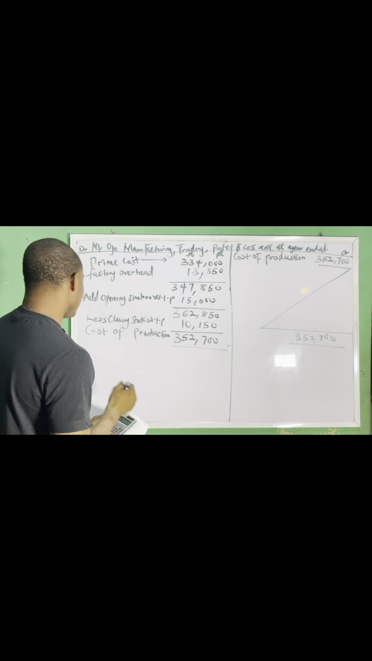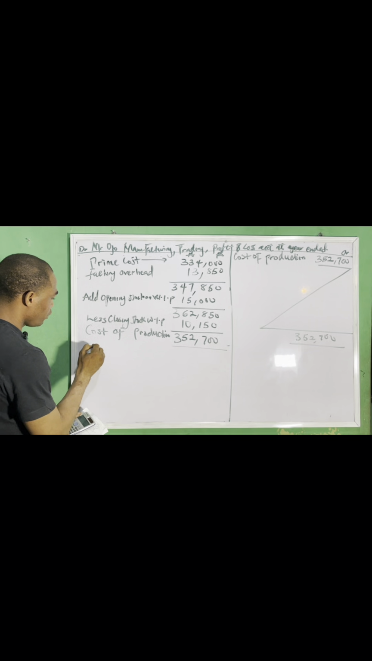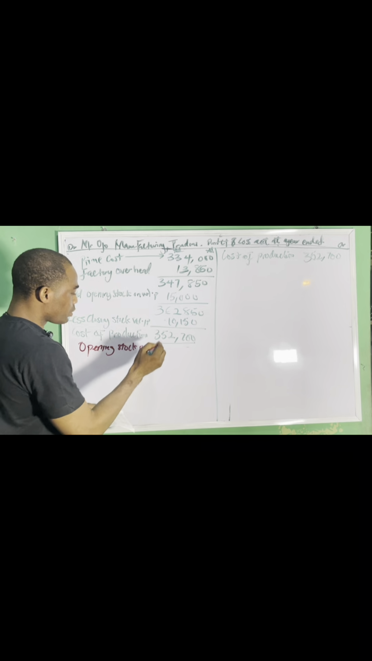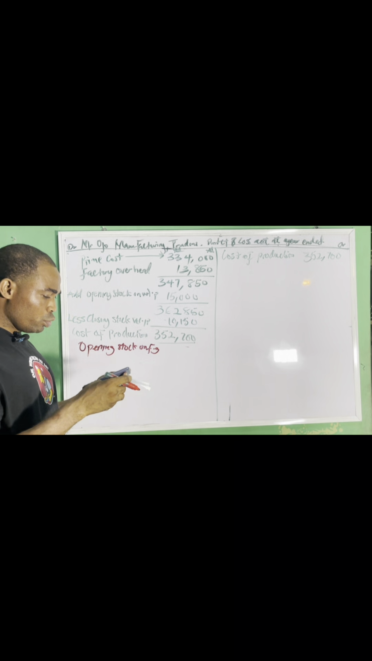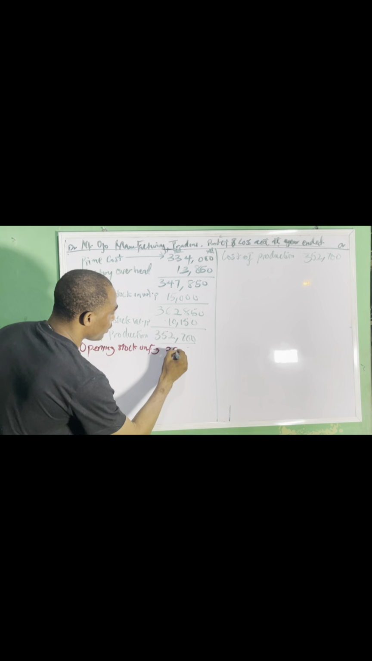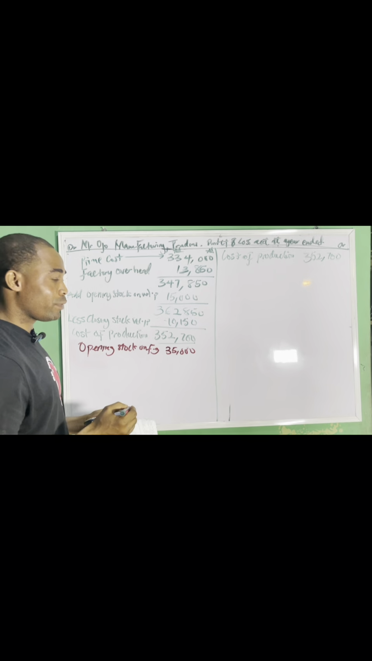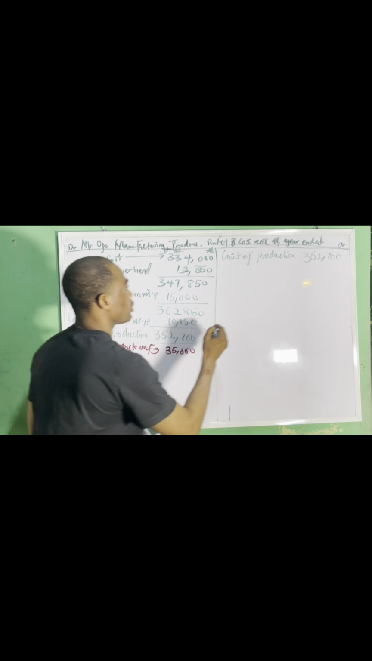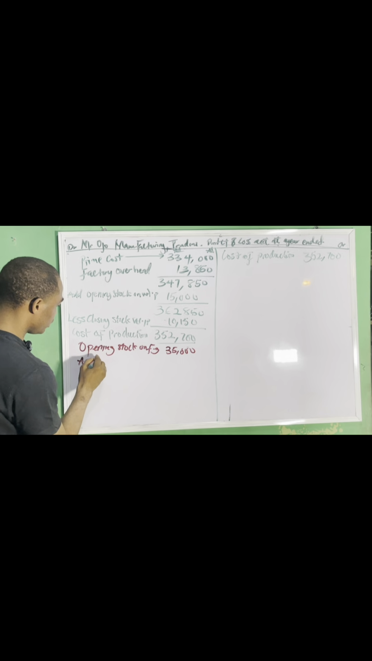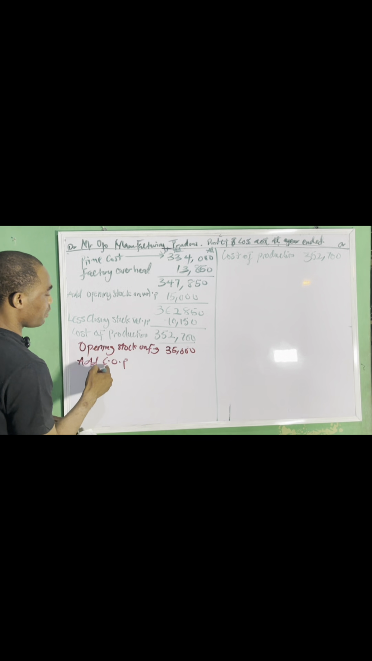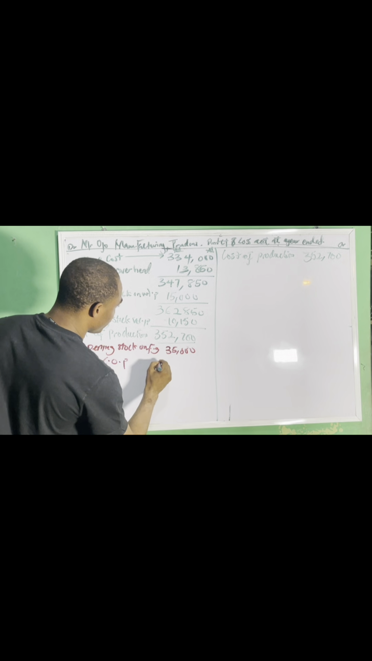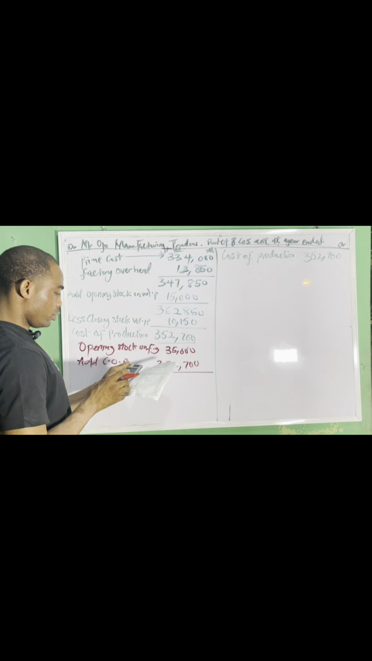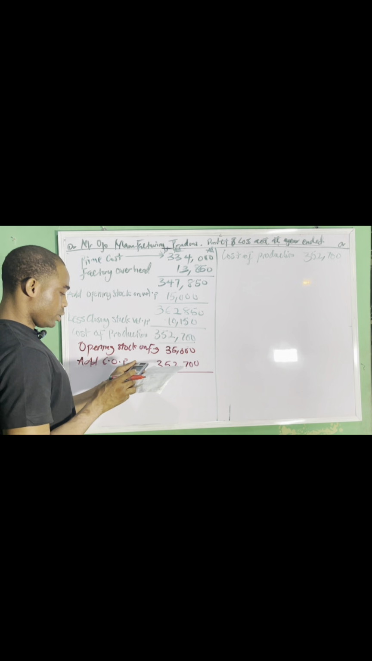What's happening in the trading account is that you first take opening stock. So we have opening stock on finished goods. Let's look at the value: opening stock on finished goods is 35,000. Then you add your cost of production, that's what I mean by COP. What's the value of our cost of production? 352,700. So let's see what we have: 352,700 plus 35,000.